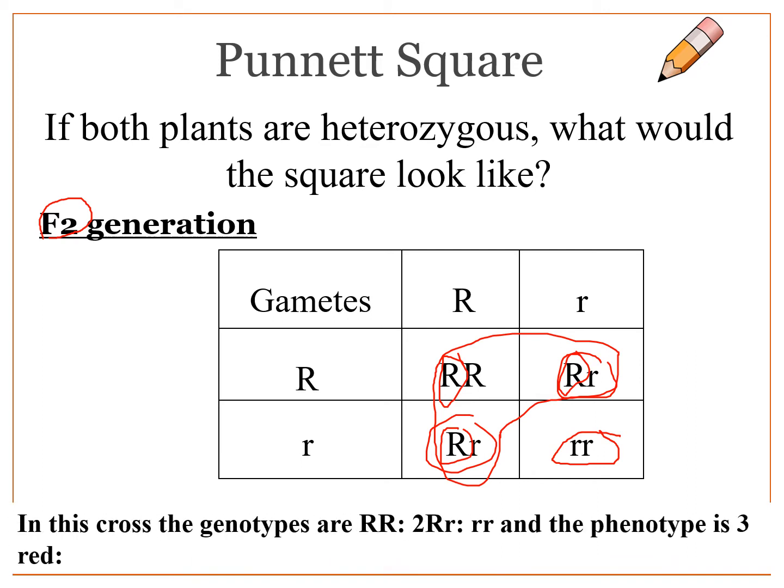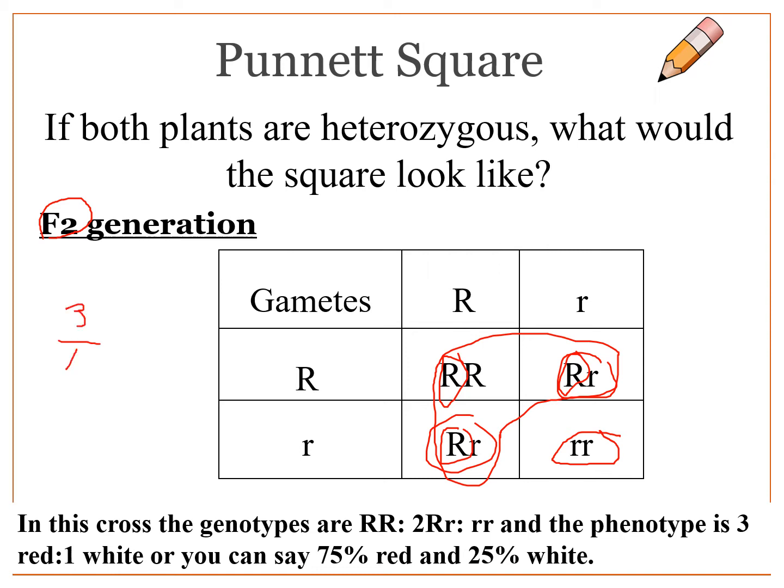So you've got your genotype ratio of capital R to 2 capital R to 1 small r, and the phenotype would be 3 red to 1 white. Now you can say that they're 75% red and 25% white, and the way you would work that out is there are 3 out of the 4 offspring that are going to be red. So 3/4 of 100, or 3 times 100 divided by 4, is going to give you 75%. So 75% are going to be red.